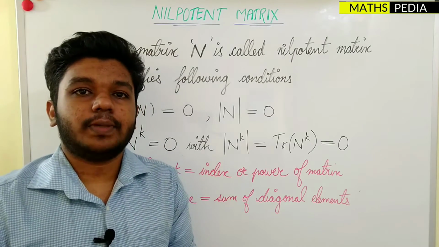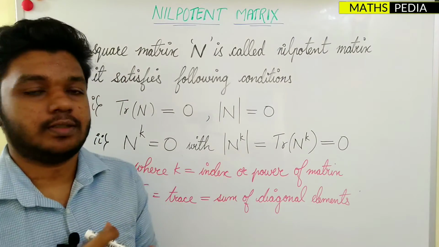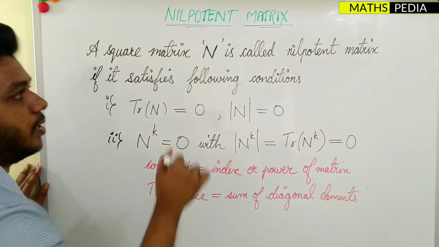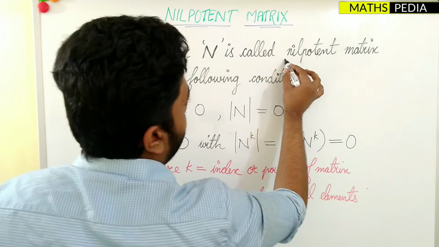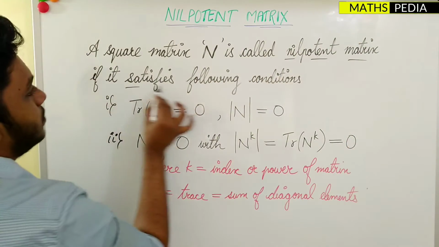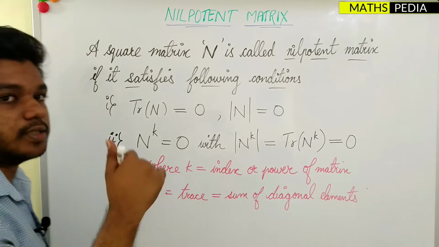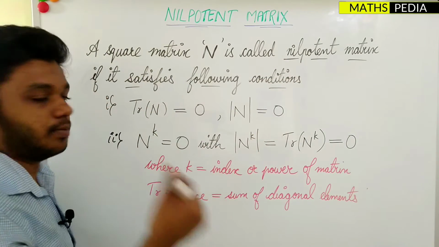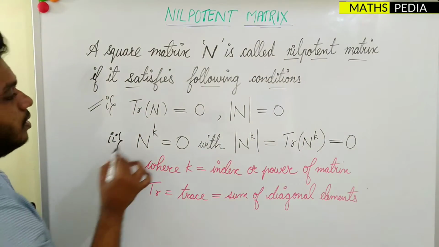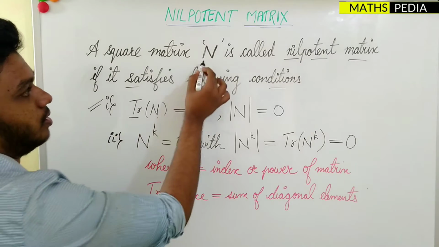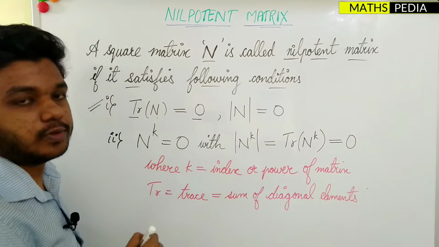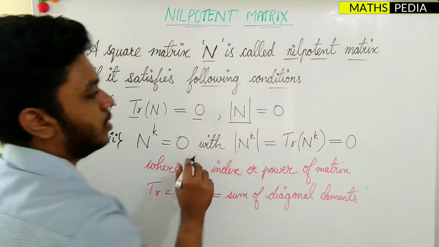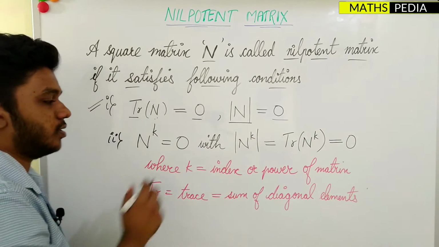Hello guys, in this video today we'll be discussing the nilpotent matrix. Definition: a square matrix, so it has to be a square matrix, is called a nilpotent matrix if it satisfies the following conditions. There are certain conditions that have to be followed to become a nilpotent matrix. The first one is the trace of N, which is the given matrix, should be equal to 0, and the determinant of the given N matrix should also be equal to 0. This is the first condition we can say.